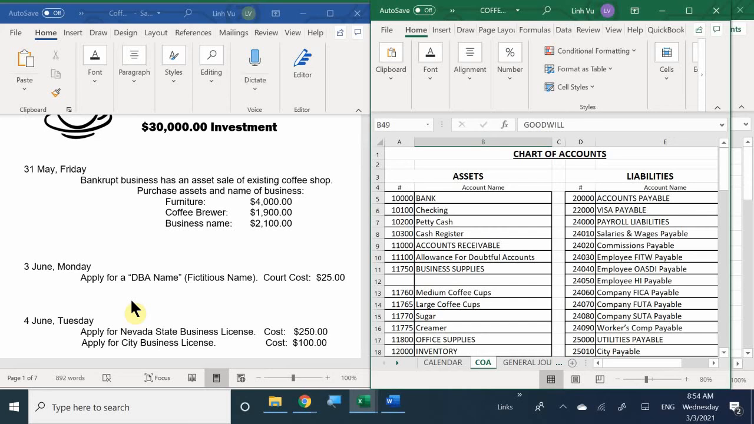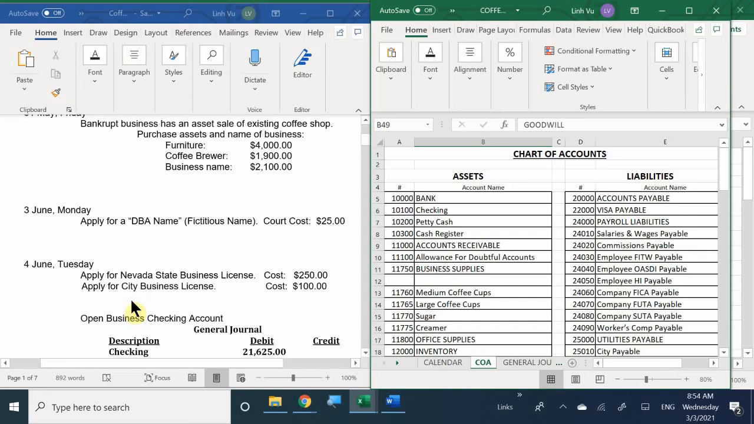Okay, I bought it under Goodwill. So in this case, right here, I applied for a DBA to change the name of the company, and it cost me $25 to apply for that form. All right, and then the next day, that's when I decided to apply for the Nevada State Business License, which cost me a total of $250.